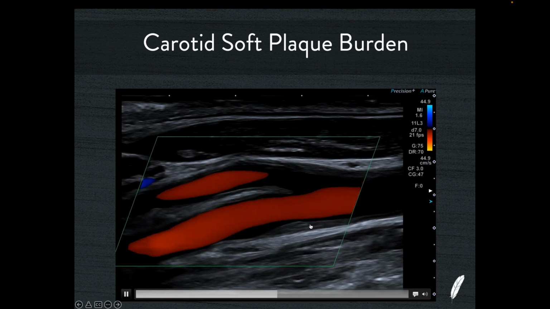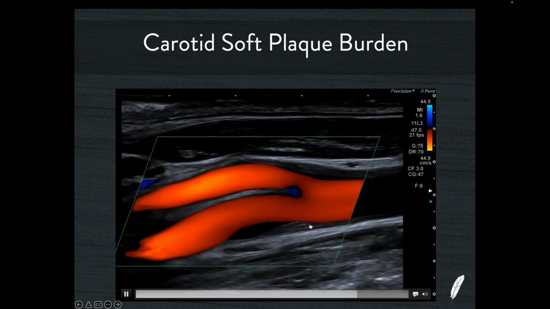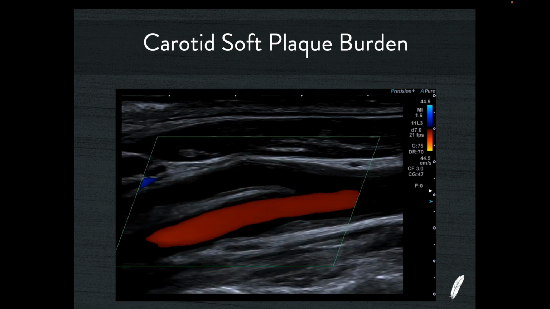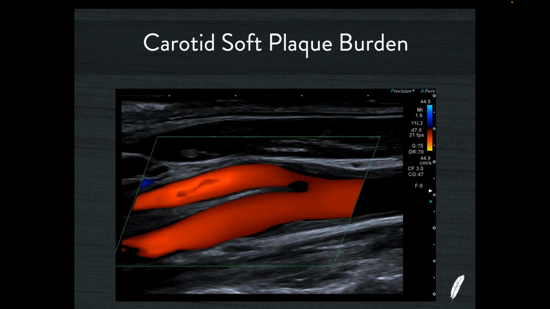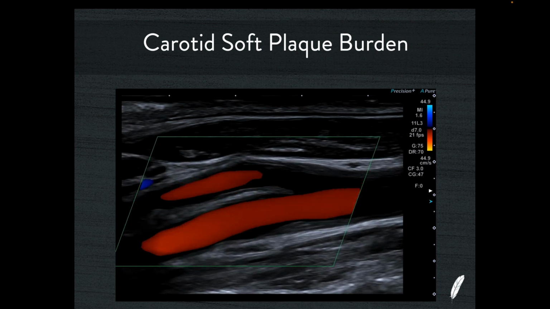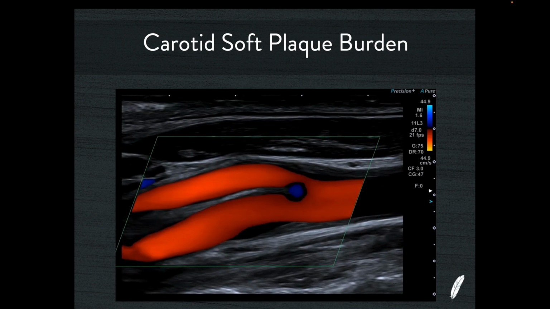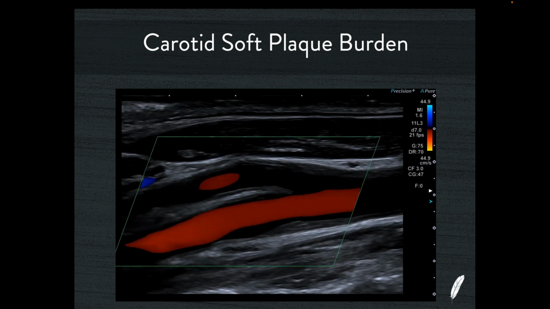So in this case here, what I would say is that there is a minimal amount of soft plaque formation in the carotid bulb and the ICA origin, and I would just look at this and say that it's in the order of about 10% diameter reduction as a maximum, so really not much at all.